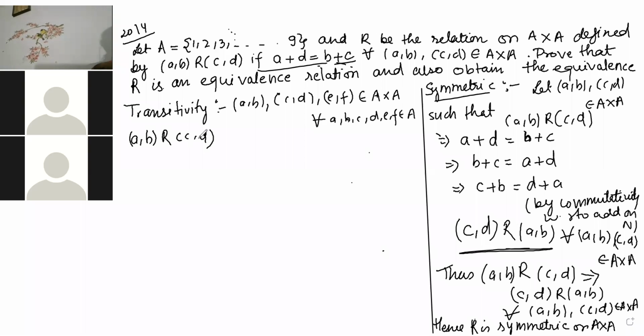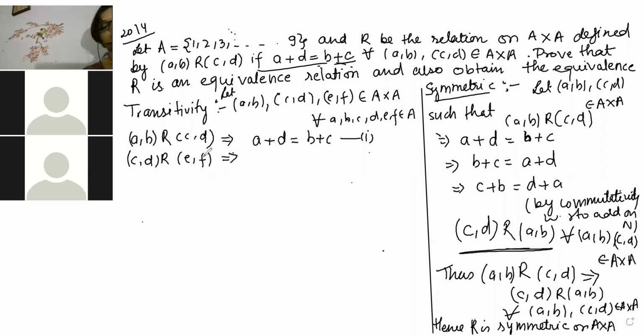So when you are writing (a, b) is related to (c, d), here I forgot to write, let (a, b) be related to (c, d). Then it will be written as a plus d equals b plus c, first with fourth, second with third. Take it as equation 1. Then (c, d) related to (e, f). Then again you are going to write first with fourth, that is c plus f will be equal to second with third, d plus e, equation 2.